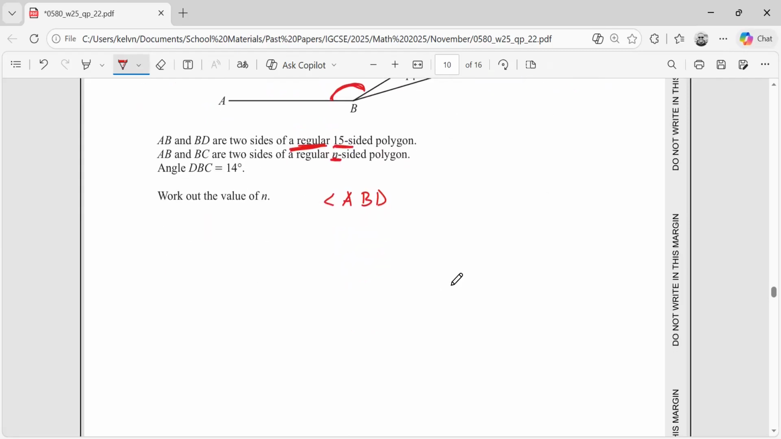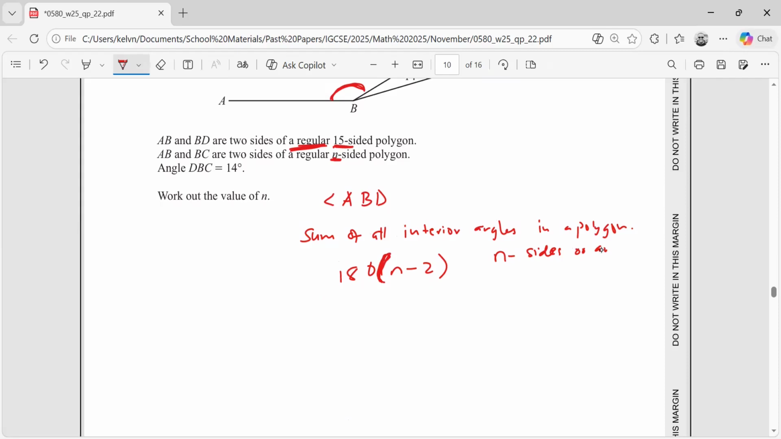The good thing about this is we have a simple formula we can use to get the sum of all interior angles in a polygon. It's usually given by 180 into bracket n minus 2. This one you have to memorize, it's usually not given in the formula section on this paper. But it's a simple one to remember. It's basically 180 times n minus 2, where n is the number of sides or angles.